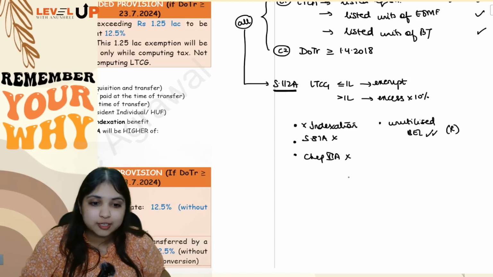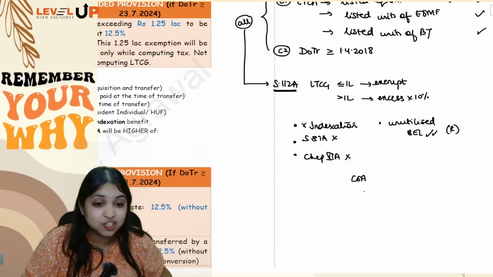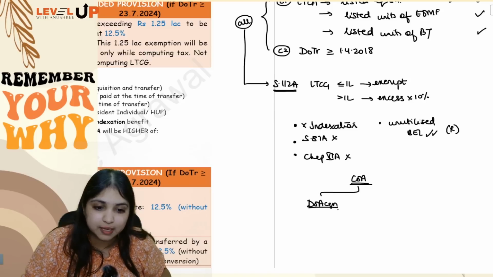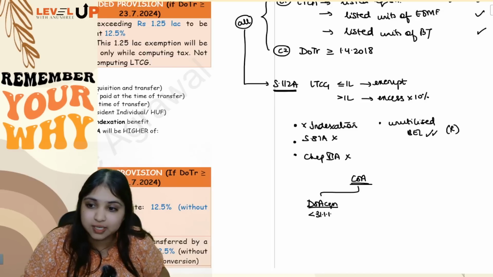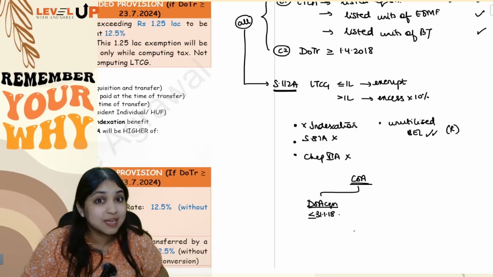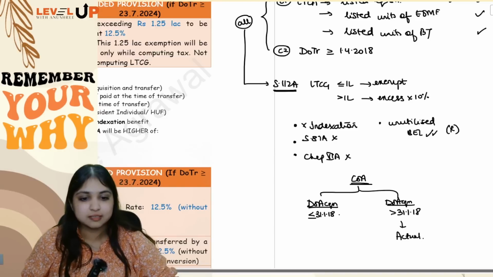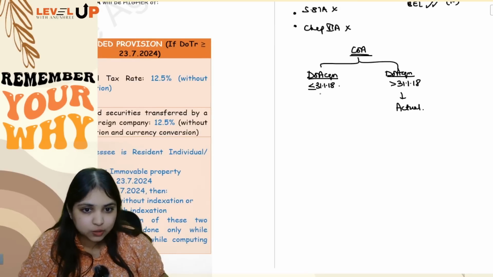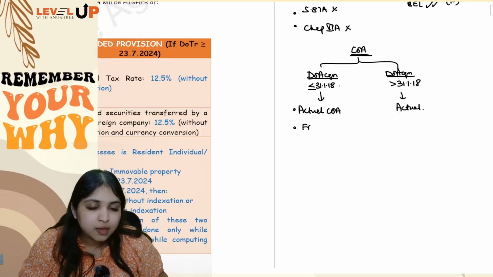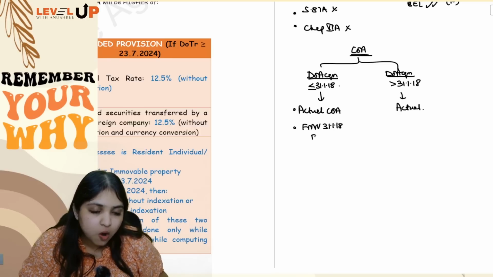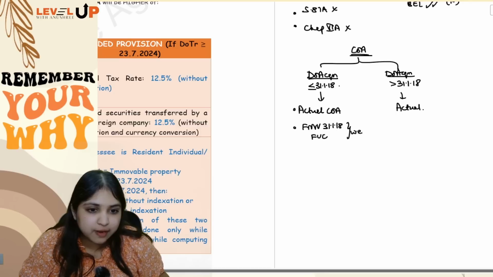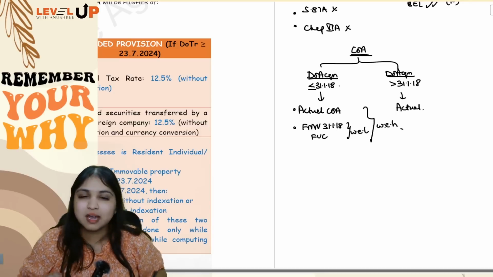And then you must have also learned how to compute cost of acquisition in such cases. It all depends upon what the date of acquisition is. If the date of acquisition happens to be on or before 31st Jan 2018, you have a separate calculation. But if the date of acquisition happens to be after 31st Jan 2018, then you will take the actual cost of acquisition as it is. If the date of acquisition is on or before 31st Jan 2018, then what will you do? You will see what is the actual cost of acquisition or FMV on 31st Jan 18 or FVC. Out of these two numbers, whichever is lesser, and out of these two numbers, whichever is higher, guys.